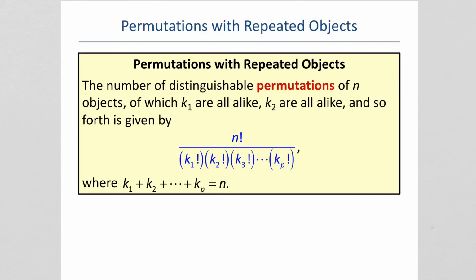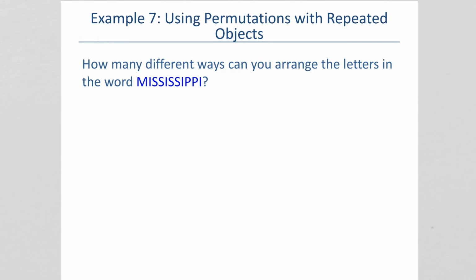Permutations with repeated objects. The number of distinguishable permutations of n objects, of which k sub 1 are alike, k sub 2 are alike, and so forth, is given by this: N factorial over k sub 1 factorial times k sub 2 factorial times k sub 3 factorial times so on. To help you understand what this means, we'll look at an example.